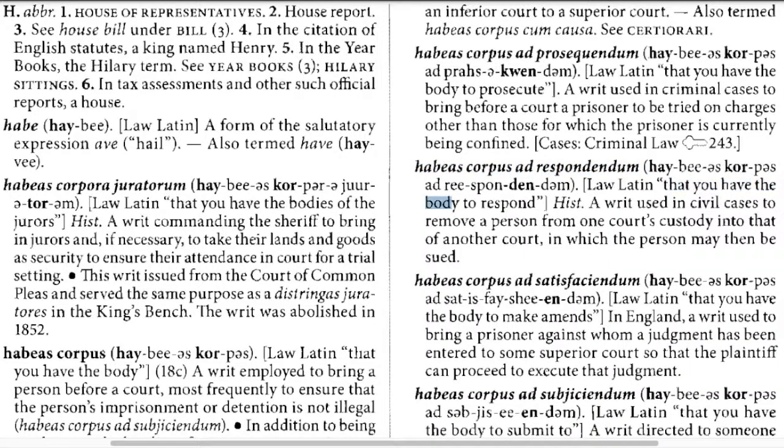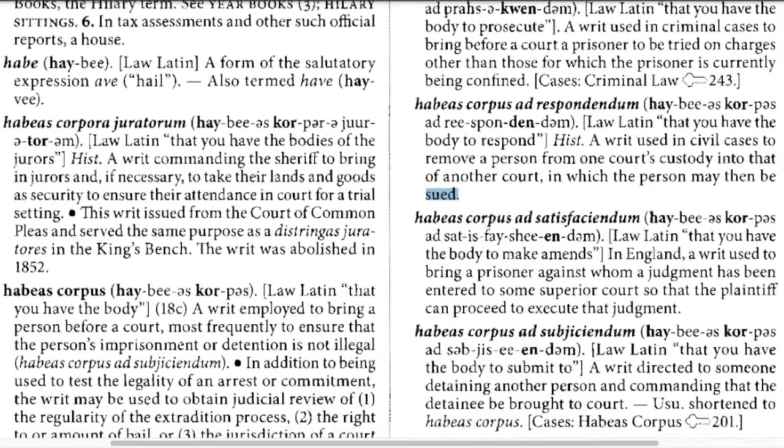And there's a habeas corpus ad respondendum. That's that you have the body to respond. It's a writ used in civil cases to remove a person from one court's custody into that of another court, in which the person may then be sued.